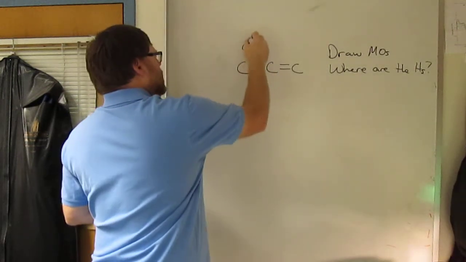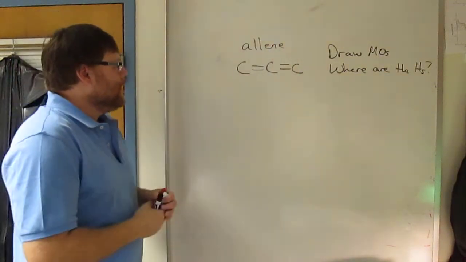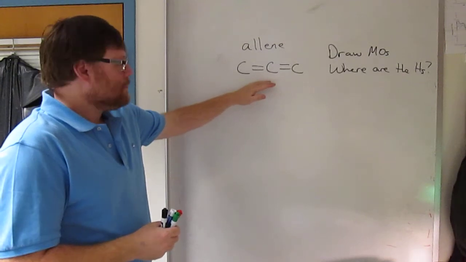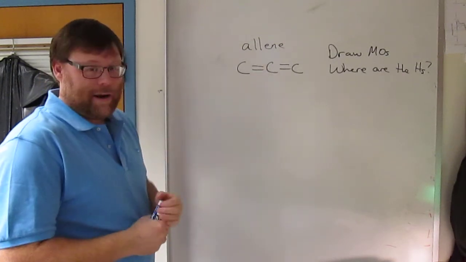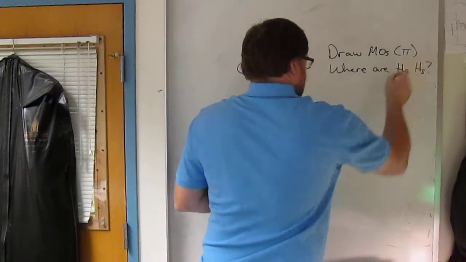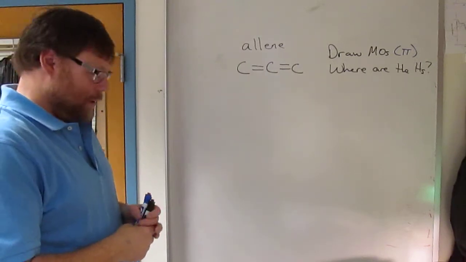So this molecule is called allene, if you want to Google it up on the side. I want you to draw the pi molecular orbitals, and I want you to tell me where the hydrogens are. So just the pi molecular orbitals. All right, go ahead and hit pause and go away, do that and come back. Okay.